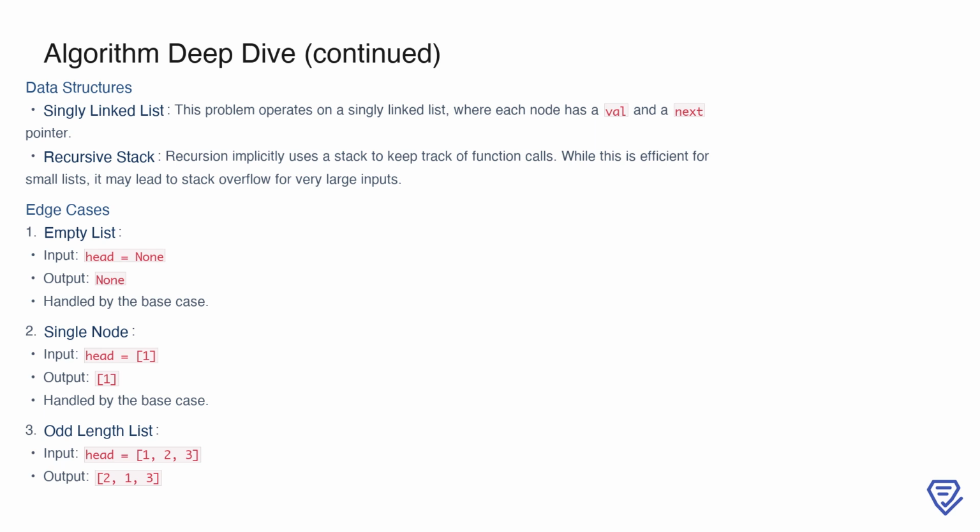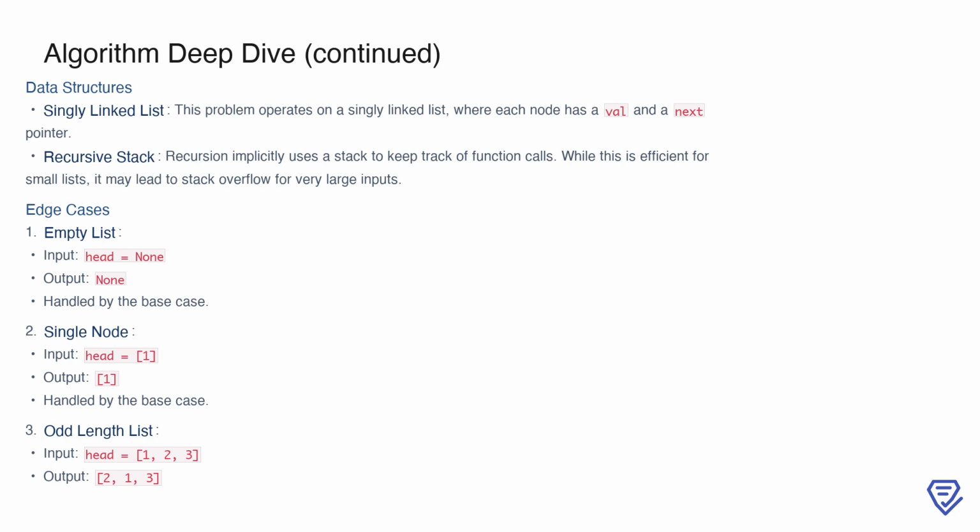This problem operates on a singly linked list, where each node contains a value and a pointer to the next node. To solve it recursively, we also rely on the implicit stack created by function calls, which keeps track of the state as we process each pair of nodes. While recursion is clean and intuitive for this problem, it can lead to stack overflow for very large inputs due to the depth of the recursive calls.